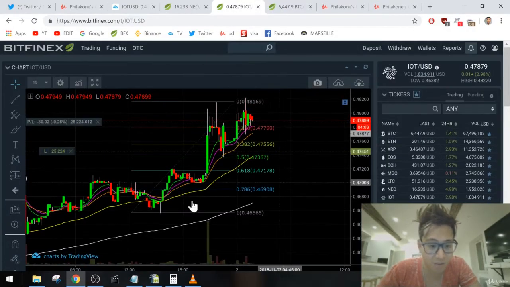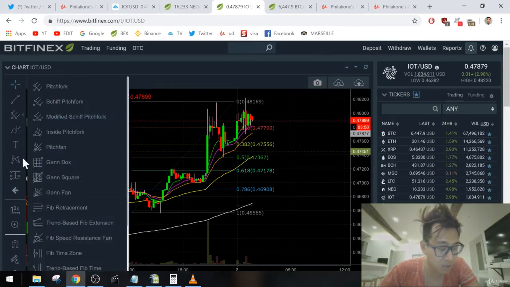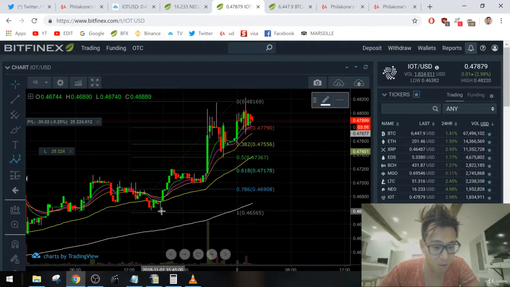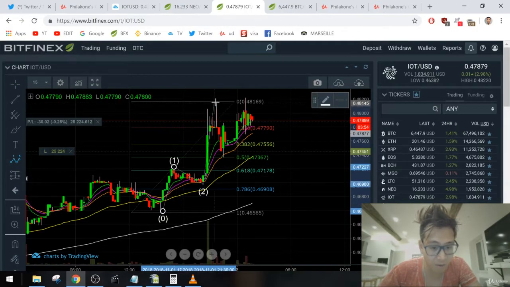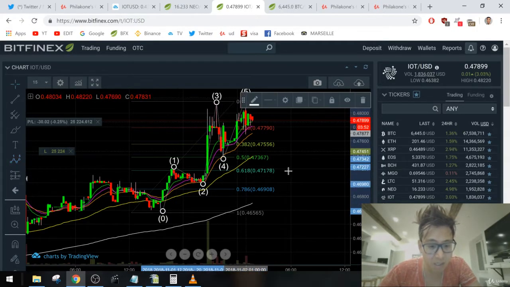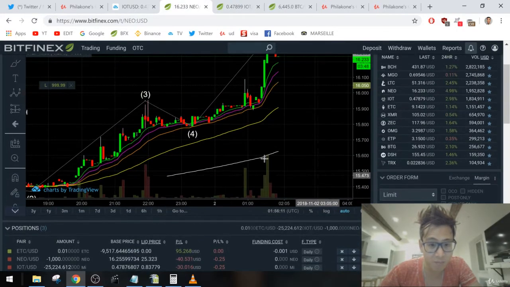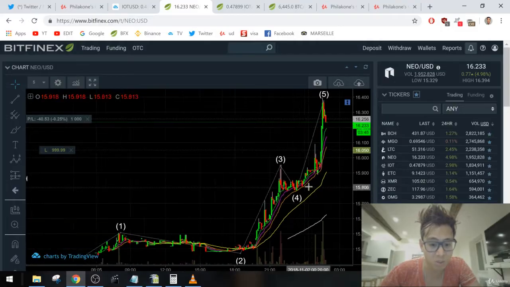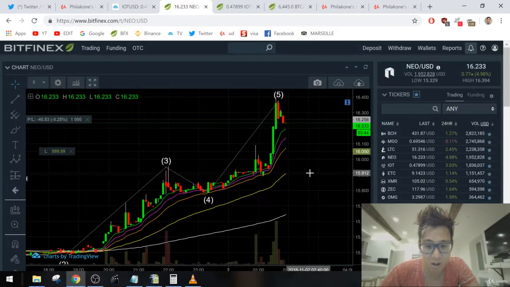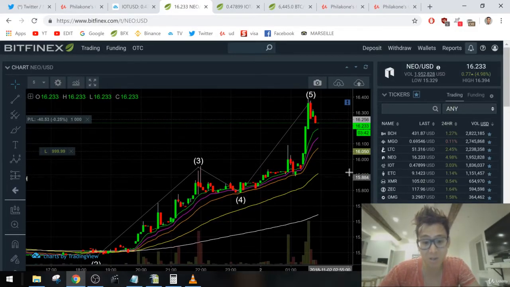IOTA has the 5 count as well, right? 1, 2. Let me draw it in here for you guys to see. So this is why I find shorting incredibly easy after we count the 5 waves and then we isolate it to where the 5 waves are actually seen. So there's 5 waves there. NEO is also seen on 5 waves right here. So how can we not think that it's actually going to come down?